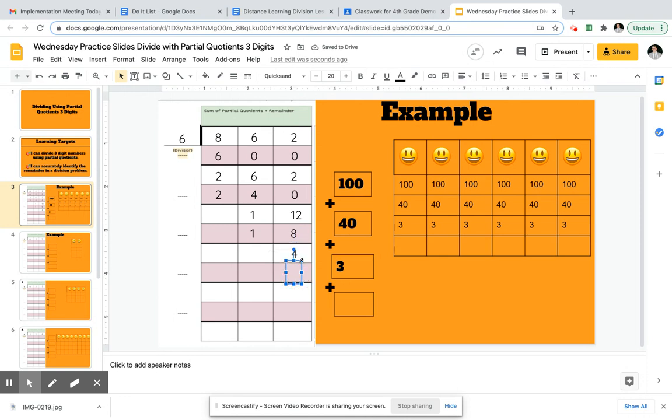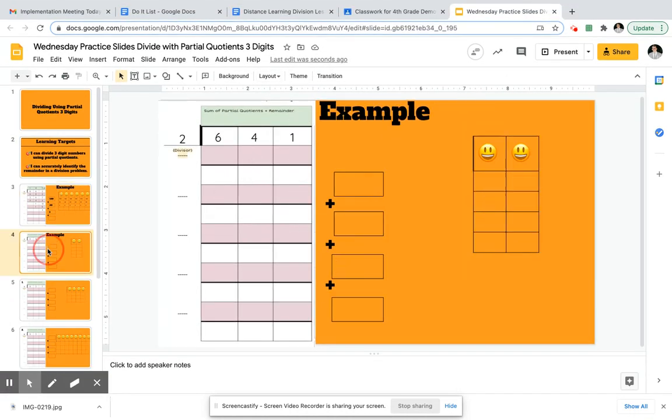Well, can I give out these Skittles equally to my 6 friends if I only have 4 left? No, I cannot. That would not be fair. So 4 is my remainder. Now to find my final answer, remember I'm going to add up each of my partial quotients over here on the right-hand side in this column. So 100 plus 40 is 140, plus 3 would be 143. So I'm going to write 143. Don't forget our remainder of 4. So my final answer would be 143, remainder 4.